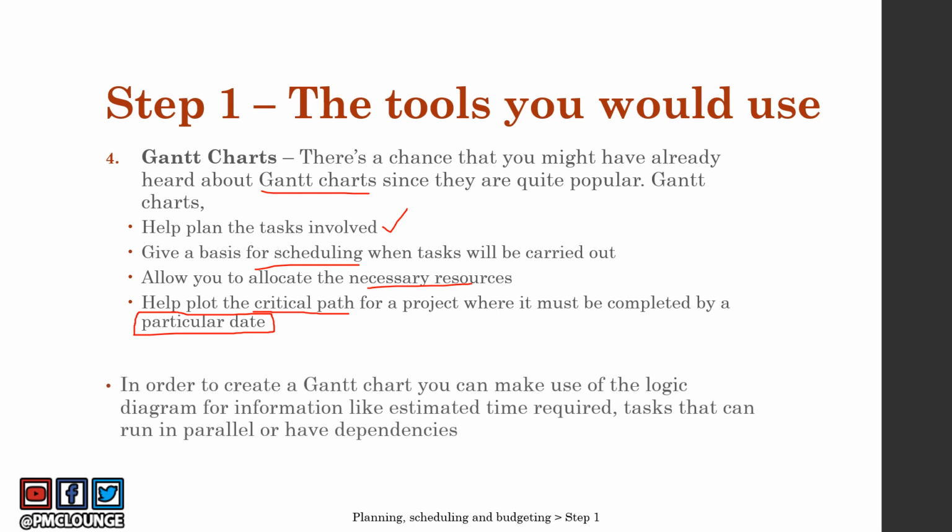In order to create a Gantt chart, you can make use of the logic diagram, which we discussed in the previous slide. You can use it for information like estimated time required, and tasks that can run in parallel or have dependencies. Remember, we talked about parallel tasks, dependent tasks, and we've also estimated the time required. So when you have already used the tools we discussed previously, you can come here and make use of the Gantt chart. Let's take a look at a sample Gantt chart in the next slide.